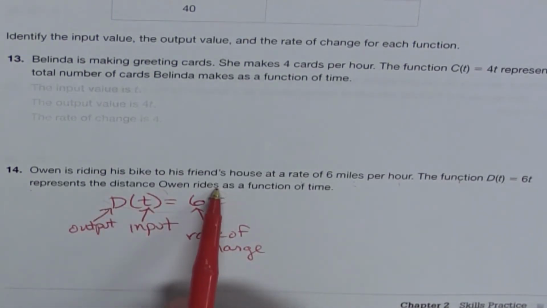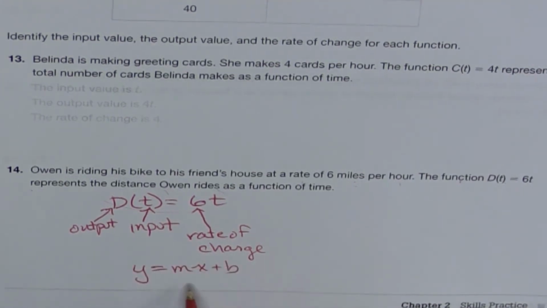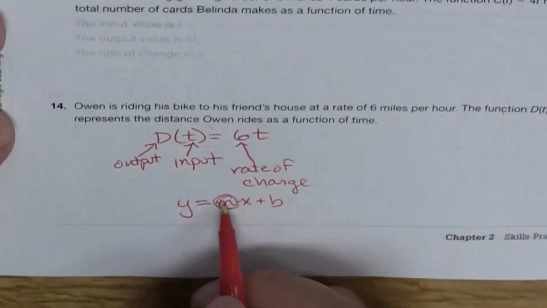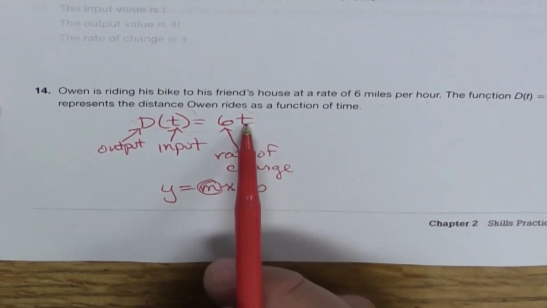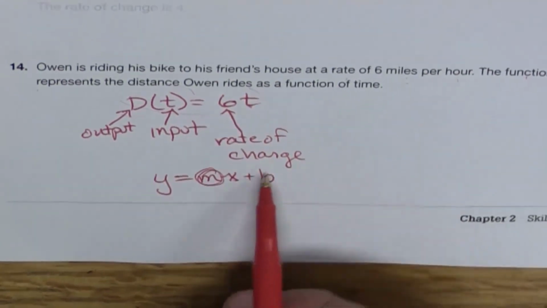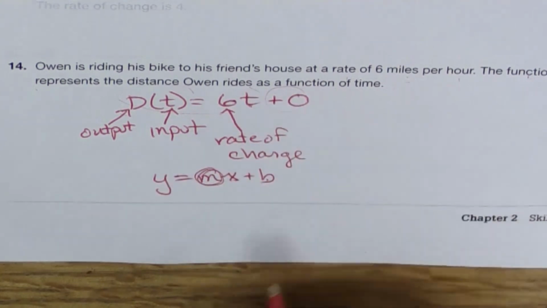This function is written in slope-intercept form. Typically, when it's in slope-intercept form, most of you know that it's y equals mx plus b. This value is a rate of change. It's always being multiplied to our variable. In this problem, the variable is t, and then what's our b value? There is no b value. What does that mean? Oh, that means that the b value is 0.